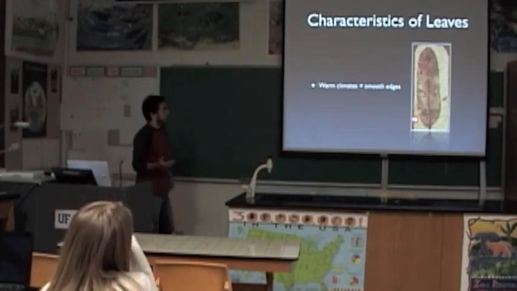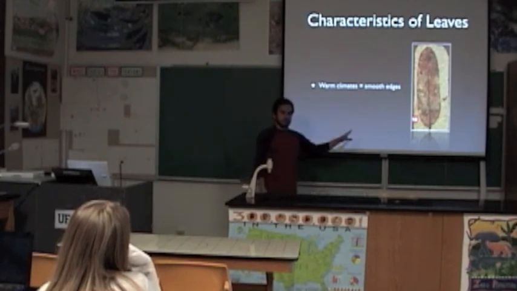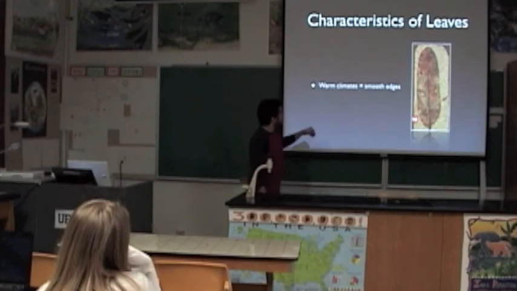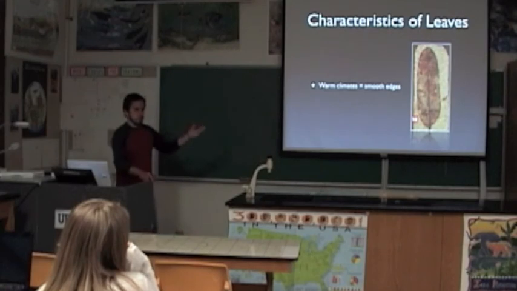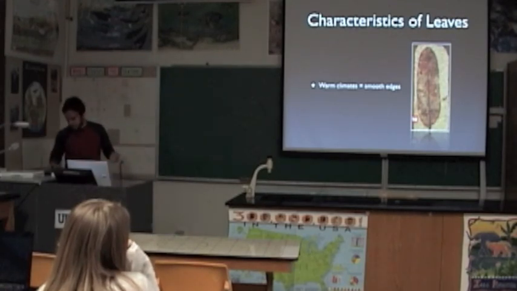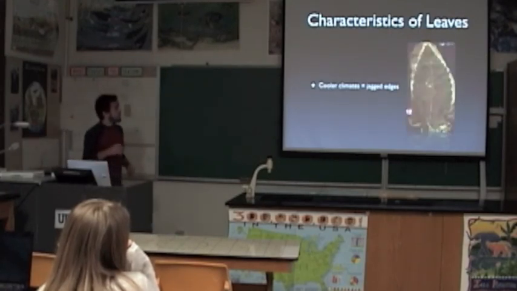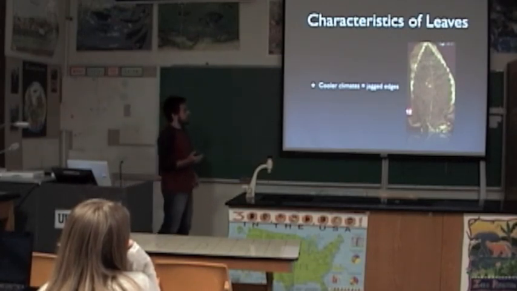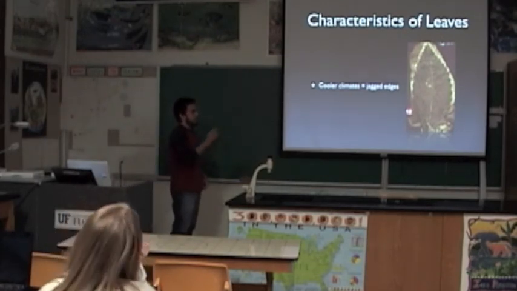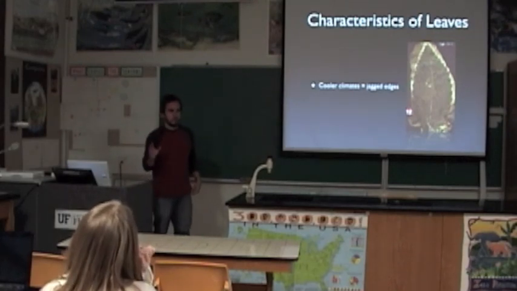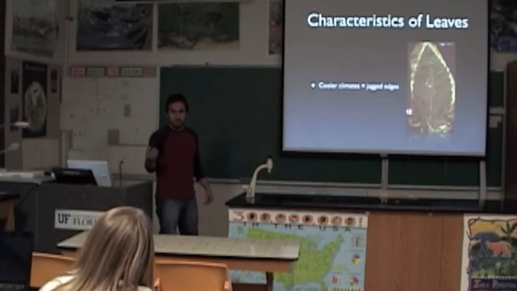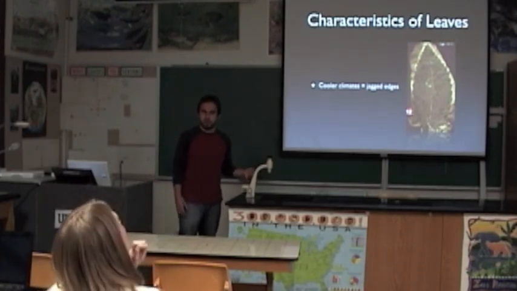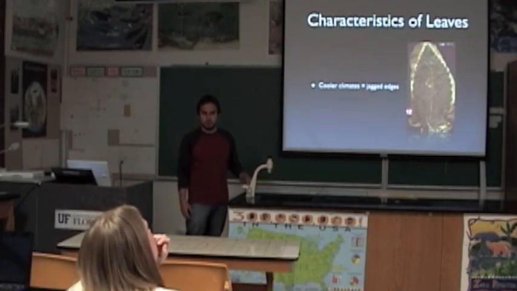So in a warmer climate, this is actually a picture of one of the fossils that you will be looking at, and that the scientist discovered. In a warmer climate, the leaves tend to have smoother edges. That's just one of the main characteristics. In cooler climates, they have jagged edges. So why do you think that is? Why would a cooler climate favor leaves with jagged edges and a warmer climate favor leaves with smooth edges?